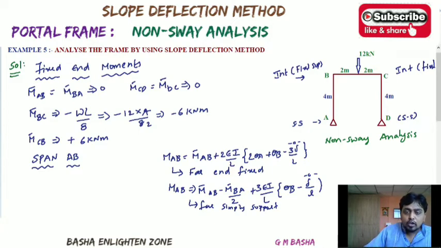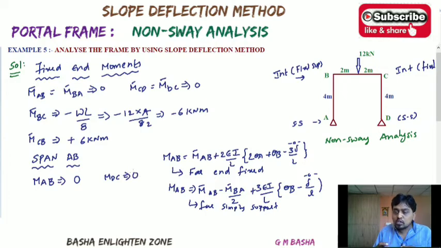Then again, please remember one more thing: while calculating the span MAB, you directly take down moment for MAB will be equal to 0. So always at the simply supported end the final moment becomes 0. No need to calculate here. At the same time, observe MDC also. MDC also, directly take down 0.